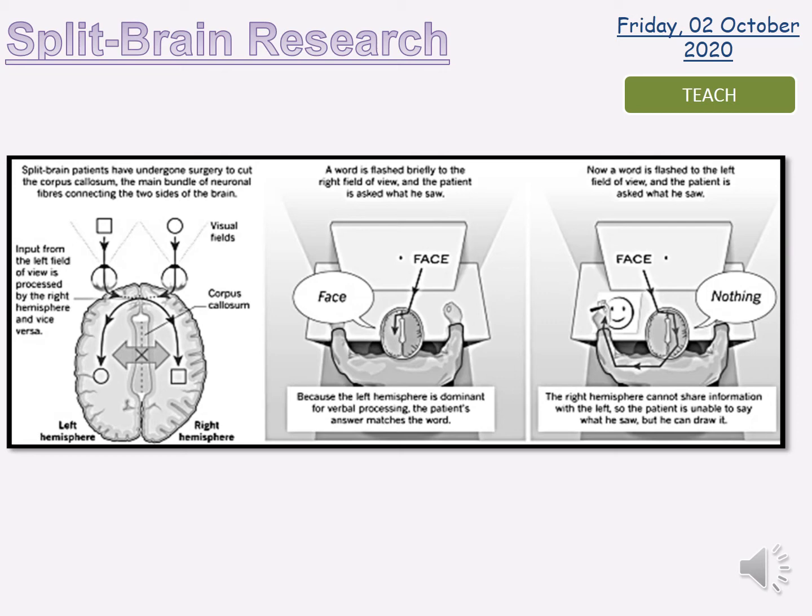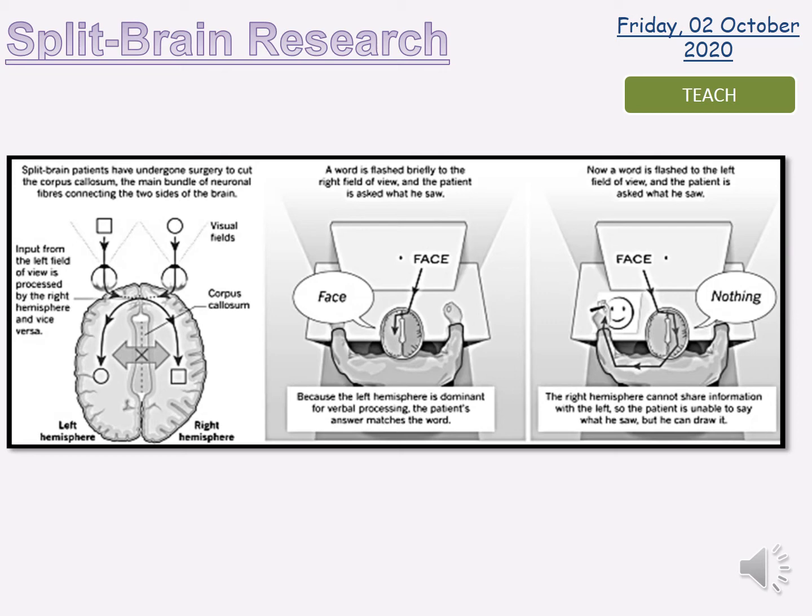And what happens, and I'm in the central image now, is a word was flashed very briefly to the right field of view, and the patient was then asked what they saw. Now, because the left hemisphere is dominant, the patient's answer matches the word. So in terms of only going into the right field of view, if the left hemisphere was present, then they'd be able to match the word.